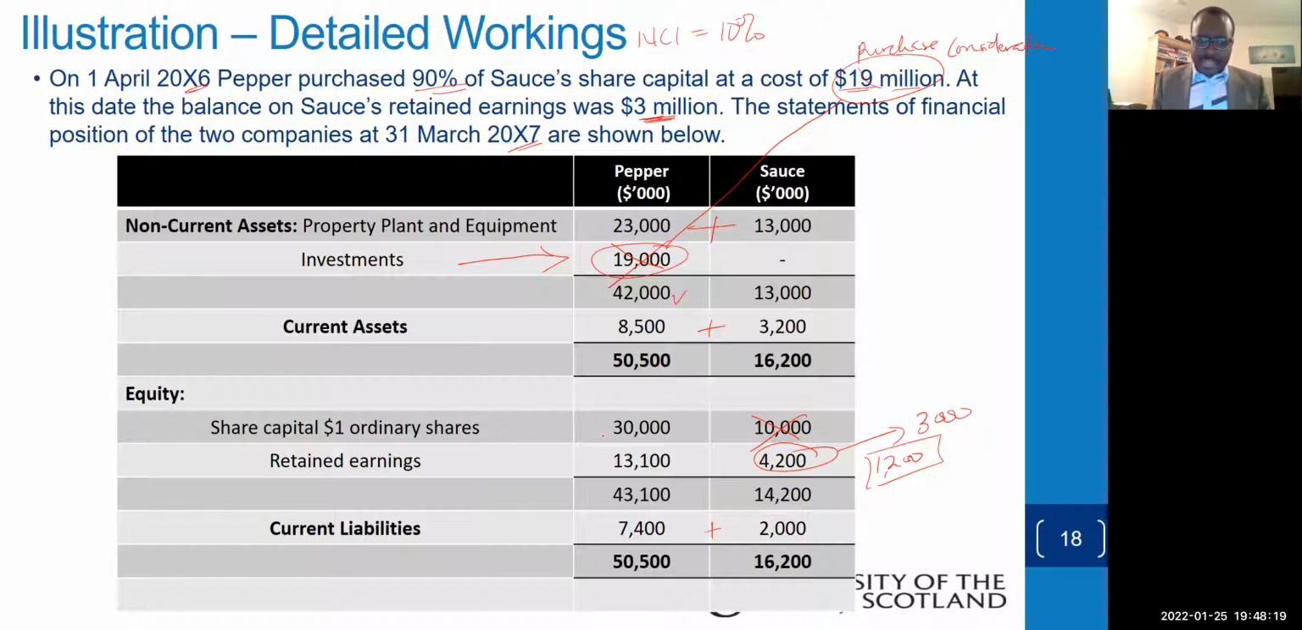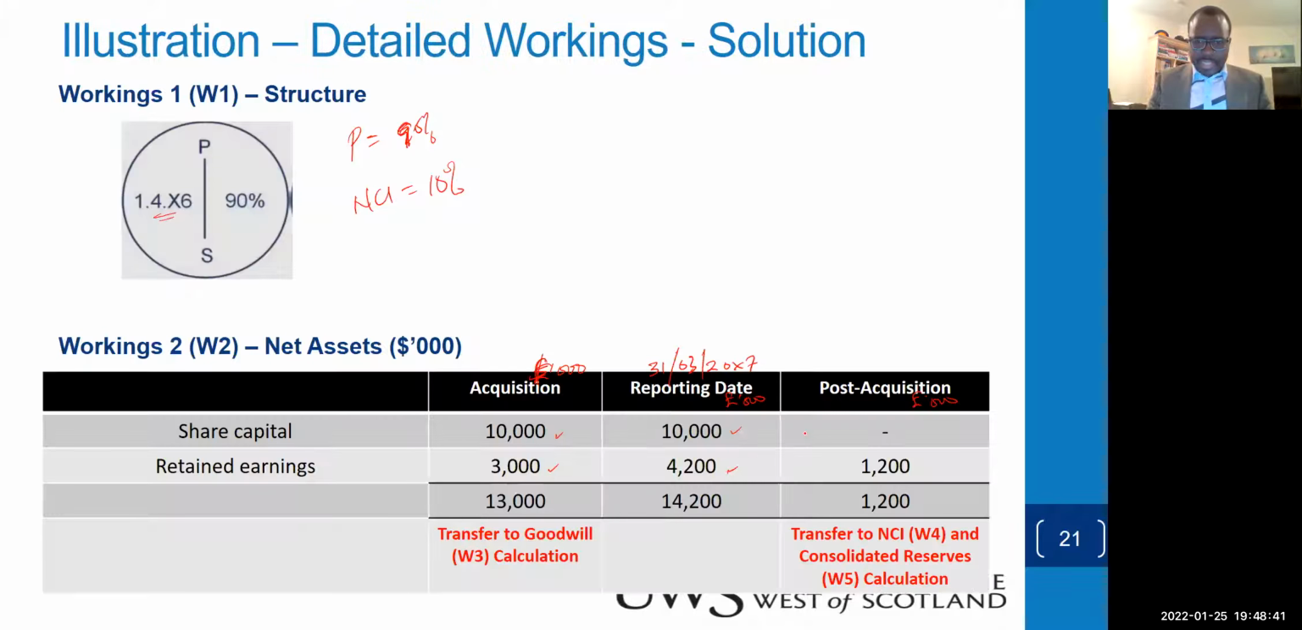So that's it. For the subsidiary, it was only the share capital and then the retained earnings. That's all. So we take care of the 10,000. The retained earnings at the date of acquisition was 3 million, and at the reporting date it is now 4,200. So we can determine our post-acquisition elements.